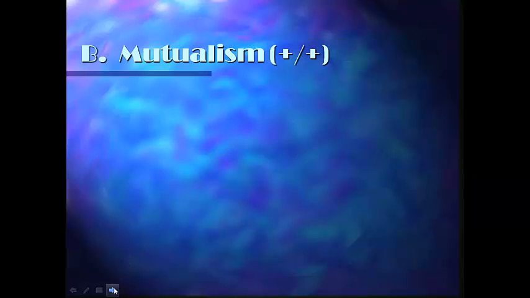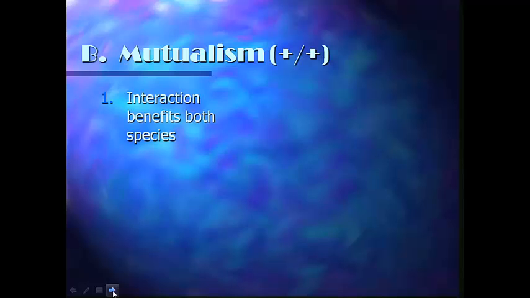Remember, these are organisms of different species. So the interaction benefits both species. And some examples of these, a prime example is pollinators and plants. So think of common pollinators like butterflies and bees.